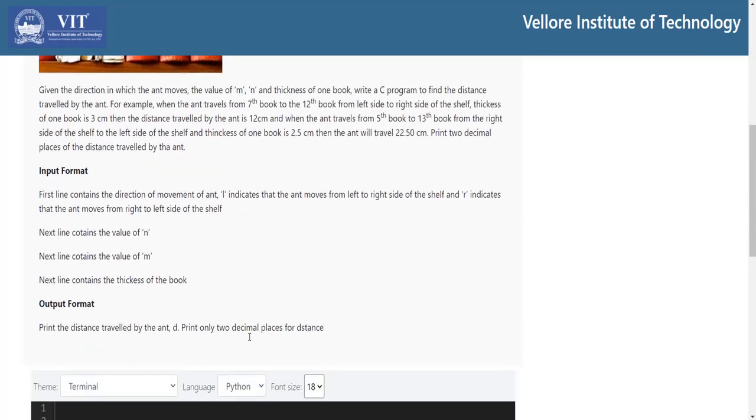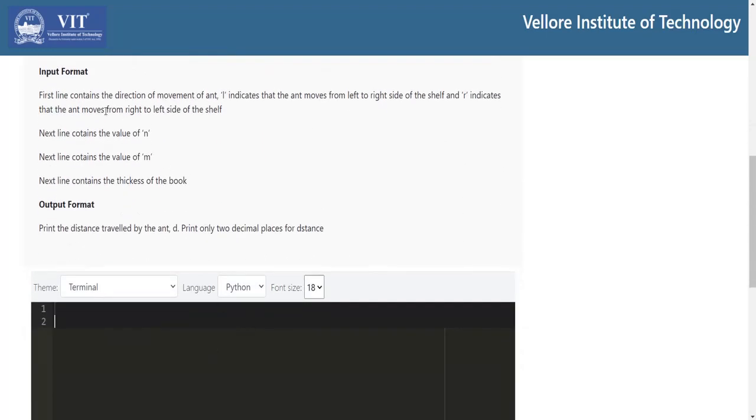So we need to write a code according to the first input, that is the direction of the ant. So d is equal to input, that will give me the direction of the ant, n the starting point of the ant, m the end point of the ant, and d the thickness of the book.